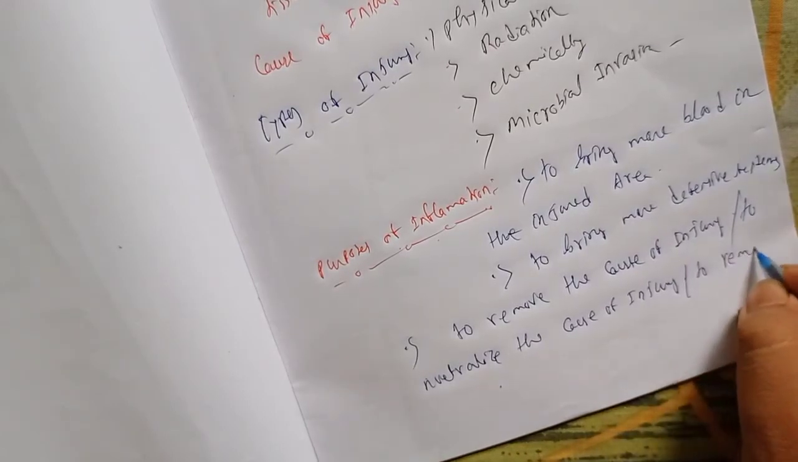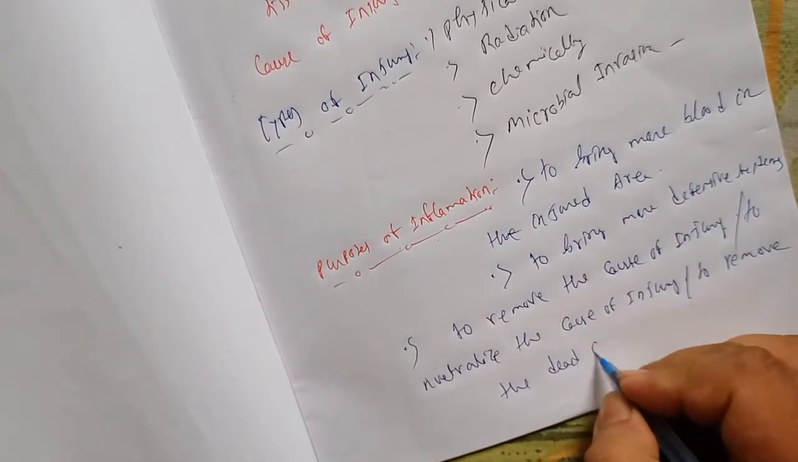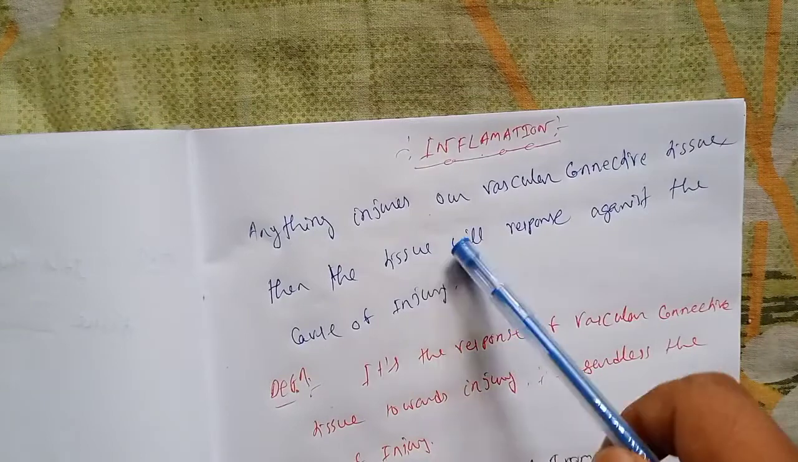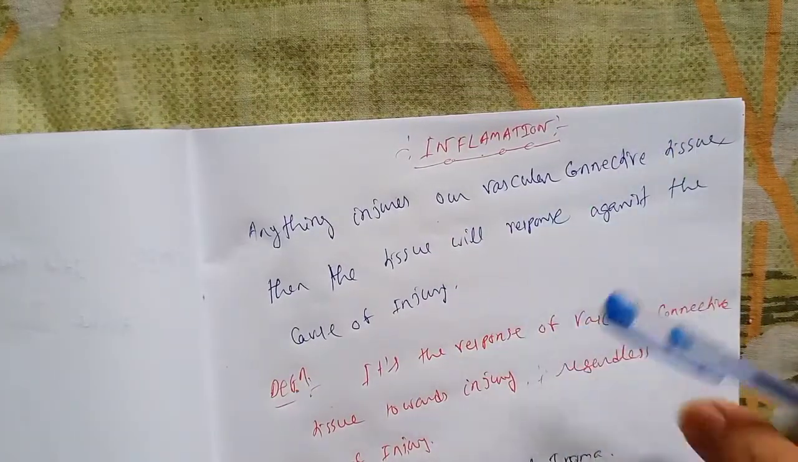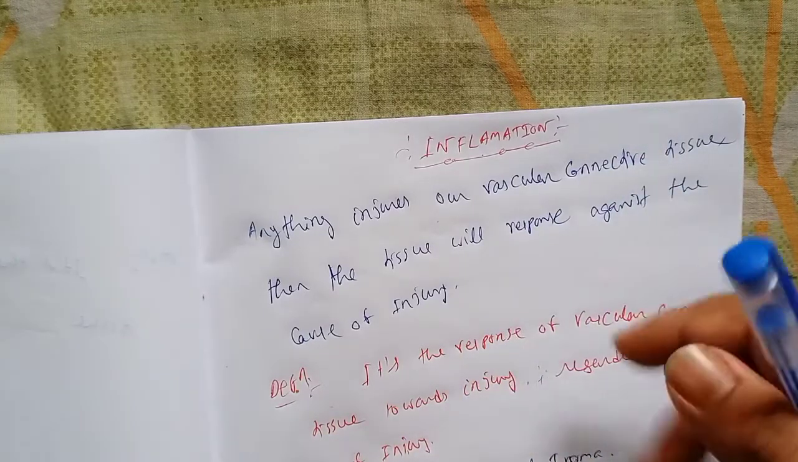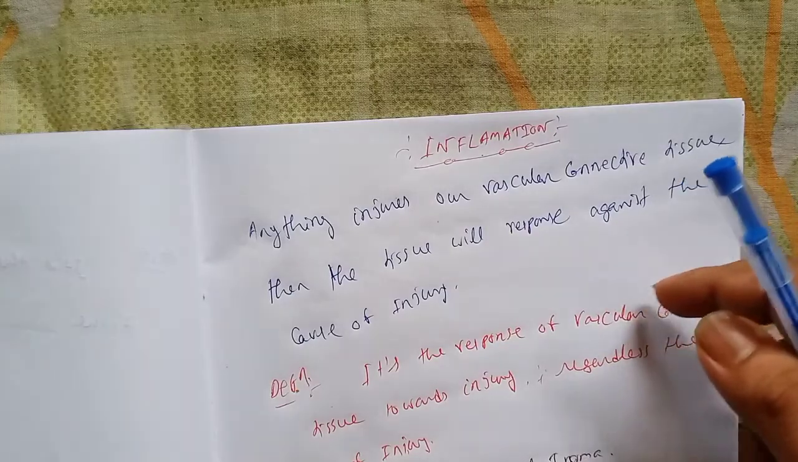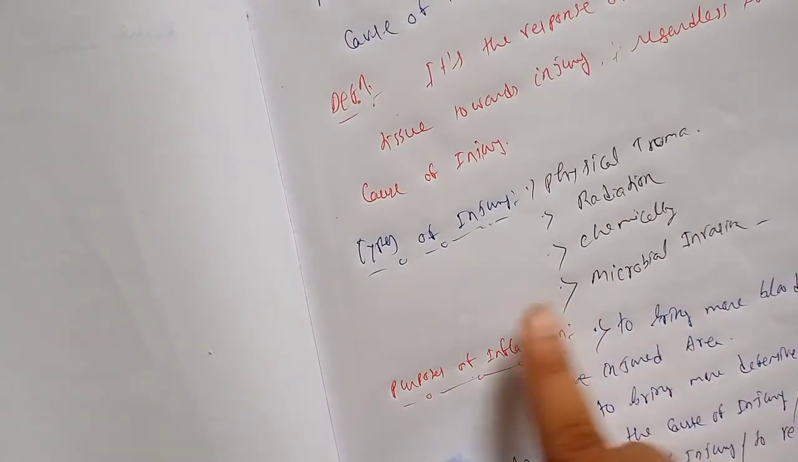Or you can write, to remove the dead cells from the injured place, dead cells from the area. So guys, I'm just saying here, inflammation means that any injury to our vascular connectivity, regardless of the cause, our body will try to fight against it by the process of inflammation. There are types of injury here, and the purpose of inflammation I just said here.